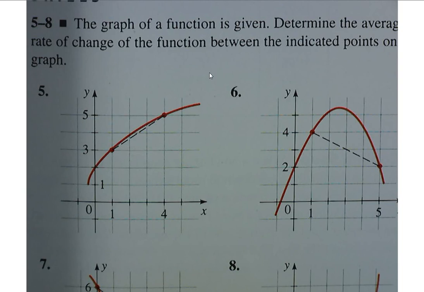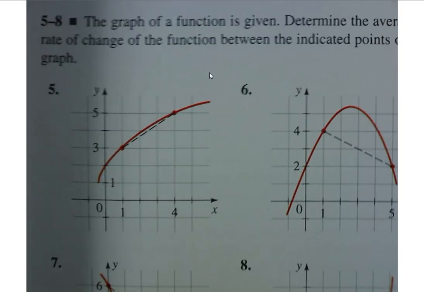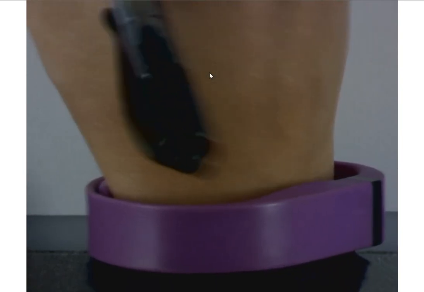Okay, so Cameron, what are your 2 points from this graph? 4, 5. Good, okay, so your 2 points, 1, 3, and 4, 5. Okay, so your average rate of change is going to be your change in y over your change in x.